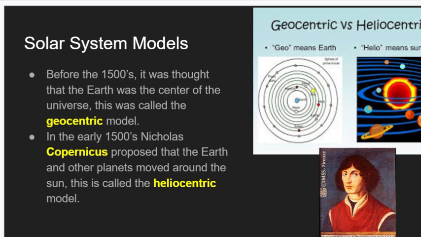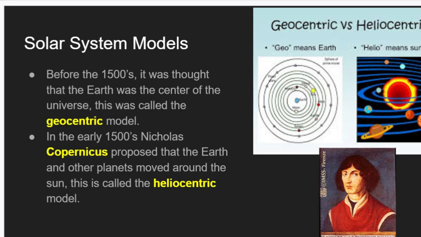So we don't want to bash these early people for thinking this. It made good sense. However, in the early 1500s, a scientist named Nicholas Copernicus proposed that the Earth and other planets moved around the sun, being the heliocentric model. If you see the word helio, like helium, the word helium is from the sun. Okay, that's helio, meaning sun, centric model. So geo means Earth, helio means sun. So Copernicus said, hey, I don't think it's the Earth that's the center of the solar system. I think that it is the sun. And so that's an important thing for us to know.